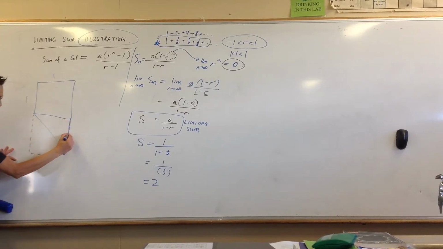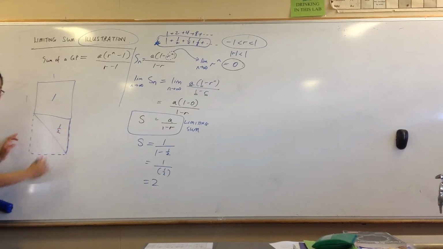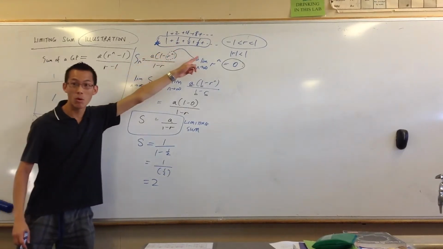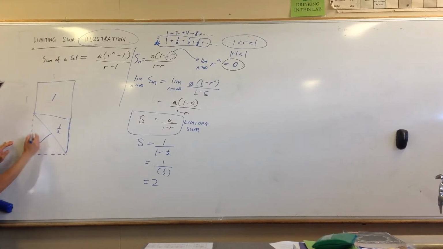So this part here has an area 1. This triangle has an area of a half. Now I want the next term, which is a quarter. So this leftover imaginary triangle, I can get a quarter out of it by dividing it in half again. So that one is a quarter. Agreed? Now where do I get an eighth?